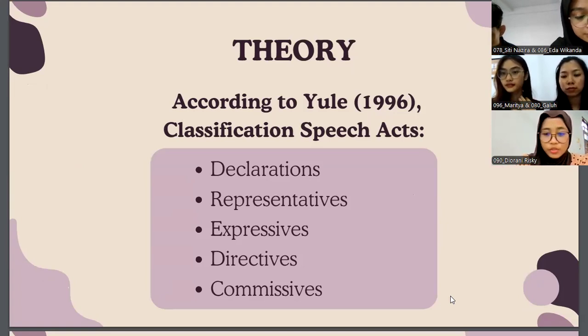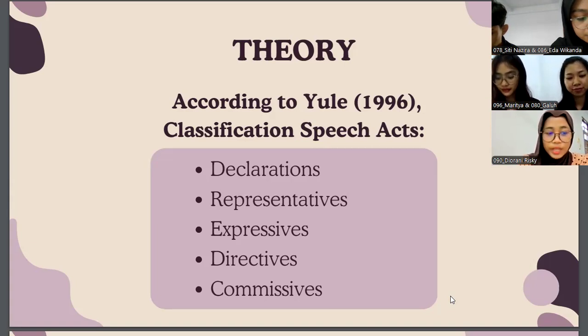Number two is representative. Representatives are speech acts where the speaker conveys what they believe to be true. This category includes statements, assertions, conclusions, and descriptions reflecting the speaker's belief about the world. Number three is expressive. Expressives are speech acts that convey the speaker's feelings. They express psychological states such as pleasure, pain, likes, dislikes, joy, or sorrow. Expressives make words fit the speaker's feeling.